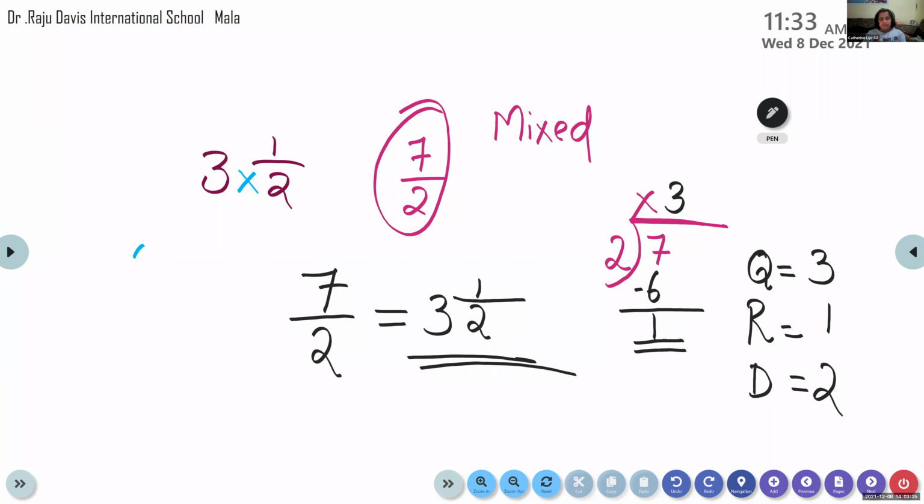Step 6: add the numerator, 6 plus 1, by the same denominator. What is 6 plus 1? 7. You got 7 by 2. Yes, 7 by 2. Yes, children, is there any doubt?